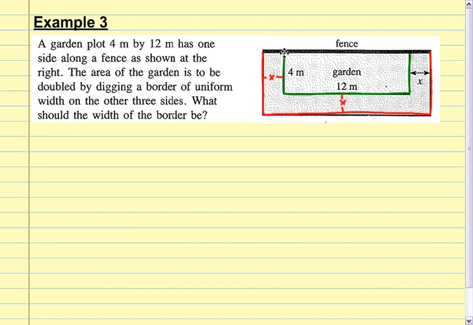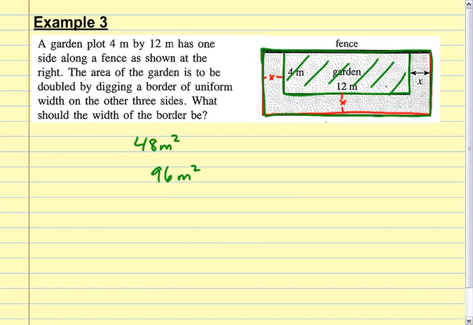Let's do this first. What's the area of the garden? Well, it's 4 by 12, so that means that it's 48 meters squared. Now, this new rectangle, the one outlined in red, that area is going to be double. It's going to be 96 meters squared. But I need to write an equation, a polynomial, that represents that area.